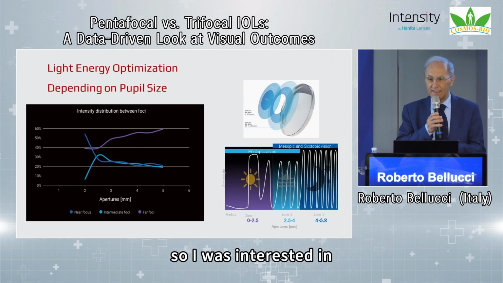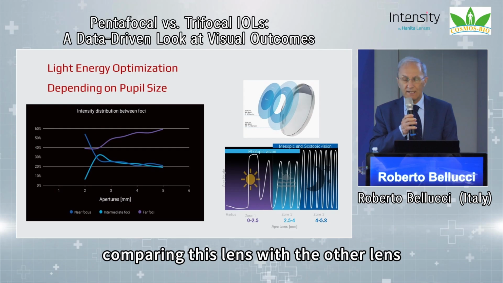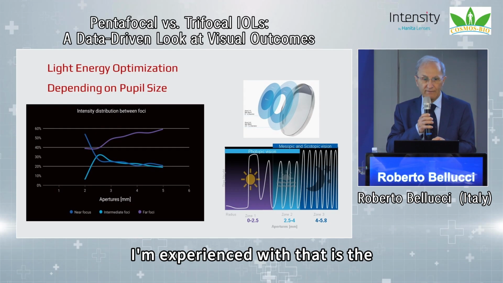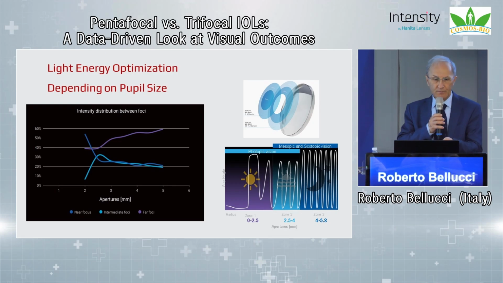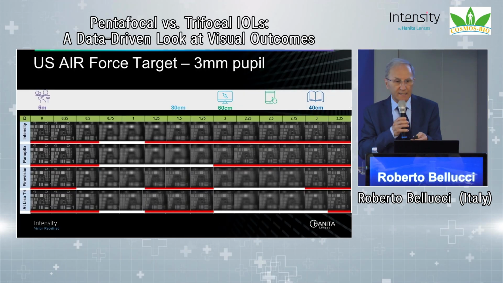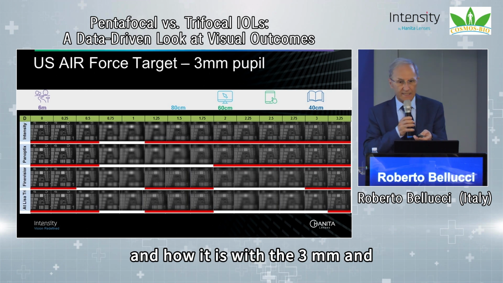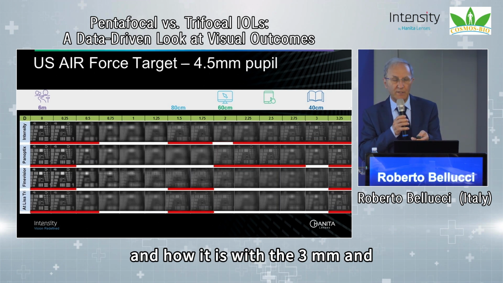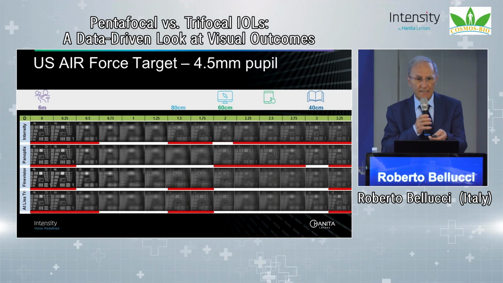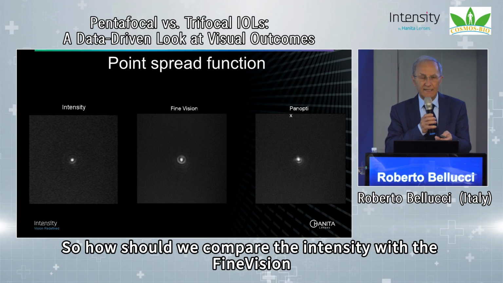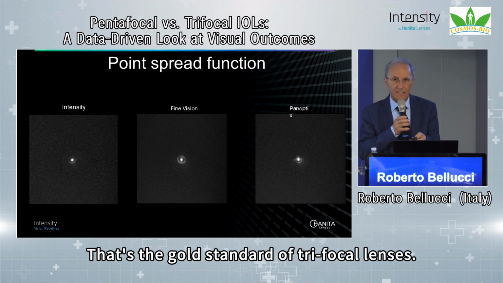So I was interested in comparing this lens with the other lens I'm experienced with. We already heard about the target, the US Air Force chart, and how it is with the 3 millimeter and 4.5 millimeter pupil, and the point spread function. So how should we compare the Intensity with the FineVision? That's the gold standard of trifocal lenses.